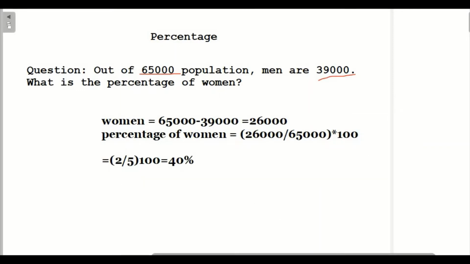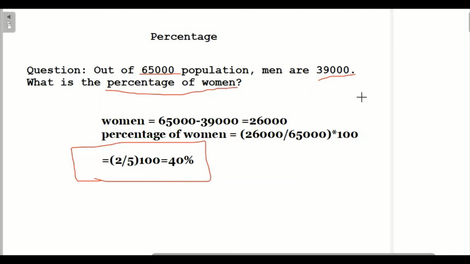So please, while you're solving your sums, follow these shortcut tricks to get your answers quickly as well as fast. Here is the percentage sum. The total population is 65,000, and the total number of men is 39,000. We have to calculate the percentage of women.